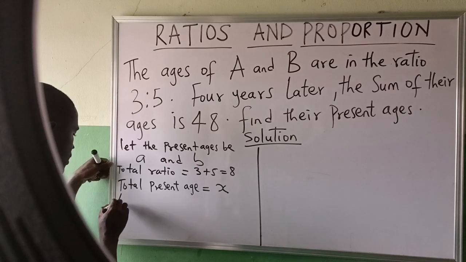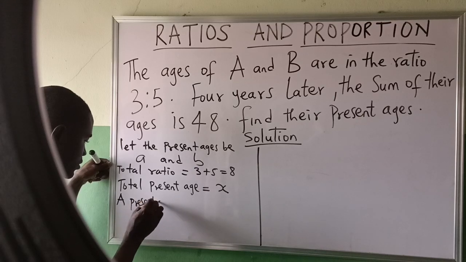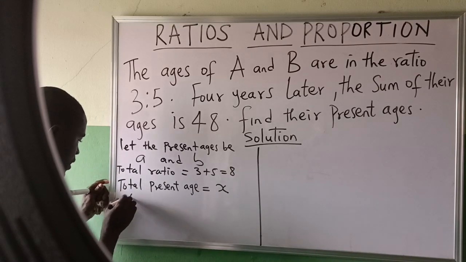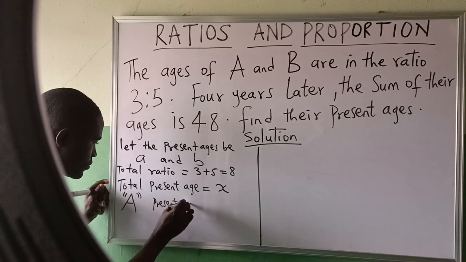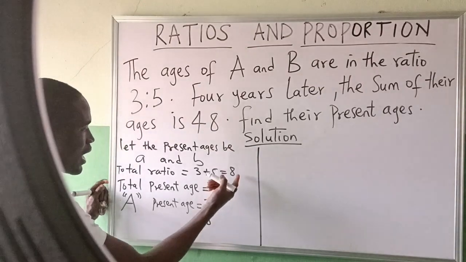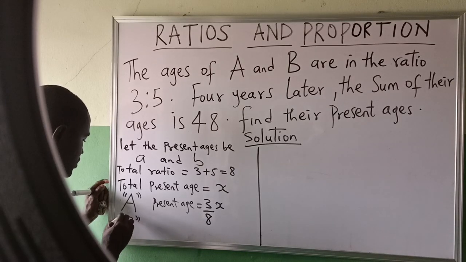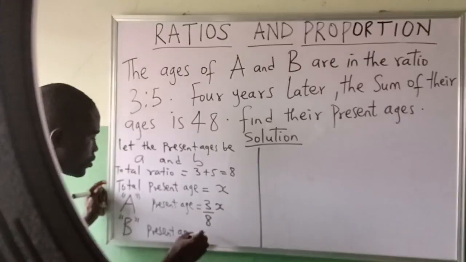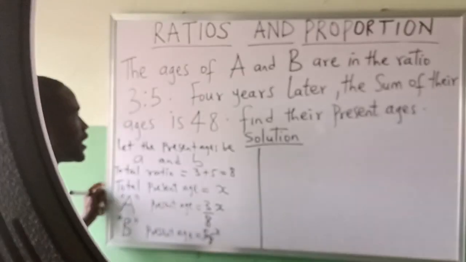A present age is equal to the ratio 3 over the total ratio 8, times x. B present age is equal to 5/8 times x. So we now know their present ages.